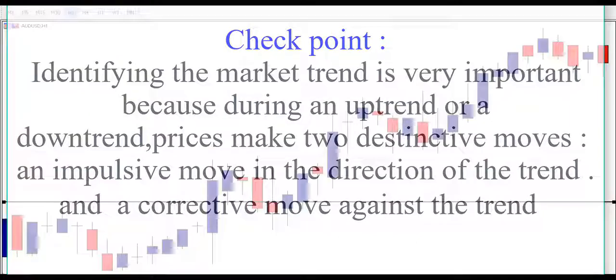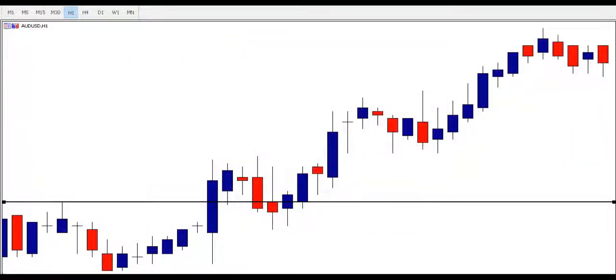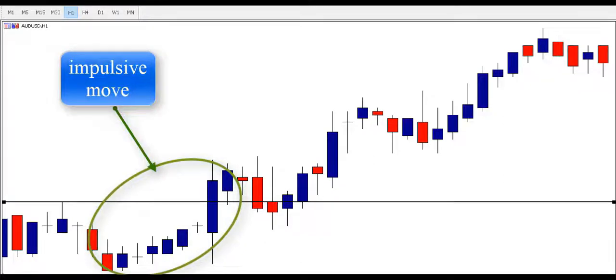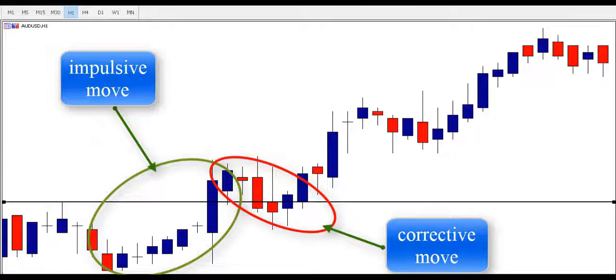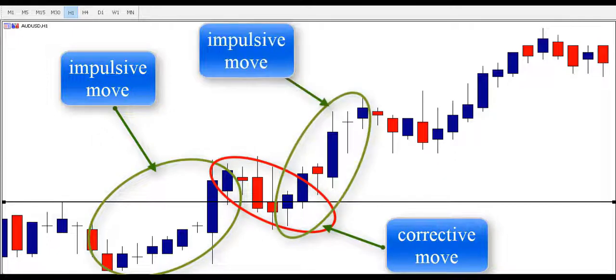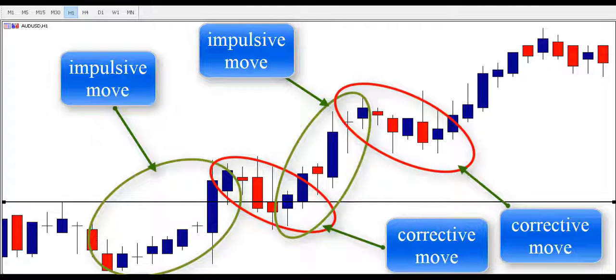Let me show you a real chart example. As you can see here, this is an obvious uptrend. In an uptrend market, buyers are in control. This market is characterized by 2 important moves that you should know and understand. The first move is an impulsive move, as you can see here, followed by a corrective move, and another impulsive move, followed by a corrective move, and another impulsive move. This is how an uptrend market moves.